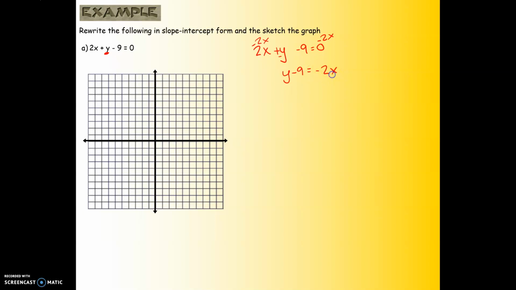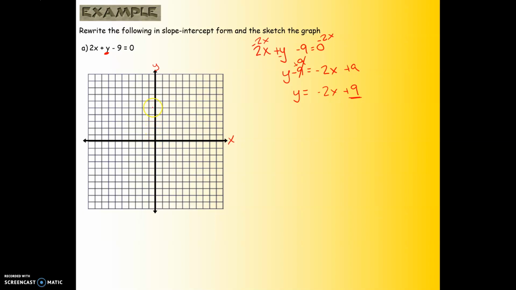And then I also have to move over that -9 by doing the opposite. If I add 9 to both sides, it gets my y by itself. And now I'm in slope-intercept form. So the digit all by itself is your starting point. And I always start on the y number line. It's my y-intercept. So I'm going to plot a point at 9.